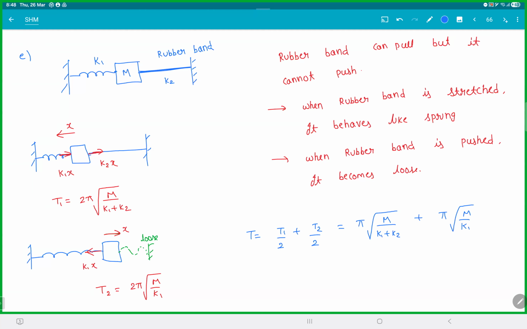Got how does the rubber band work? So the idea is important. Keep that in mind because later on rubber bands will come. A rubber band, when you pull it, acts like a spring, but when you push it, it becomes loose, so it does nothing. All clear with this?